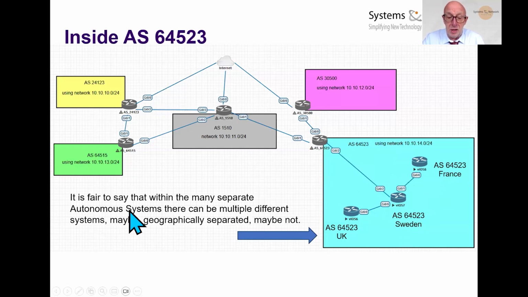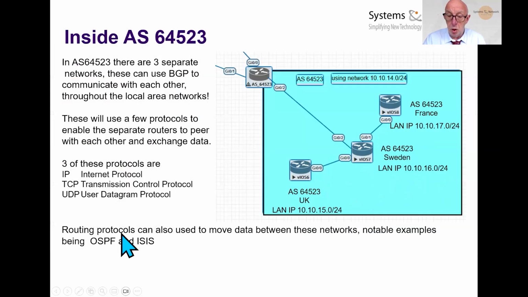Like I put here, it's fair to say that within many separate ASs, there can be multiple different systems, and there they are. These could be geographically separate. UK, Sweden, and France are pretty geographically separate, but they don't have to be. Okay, so there you go. We will see that a bit later on.